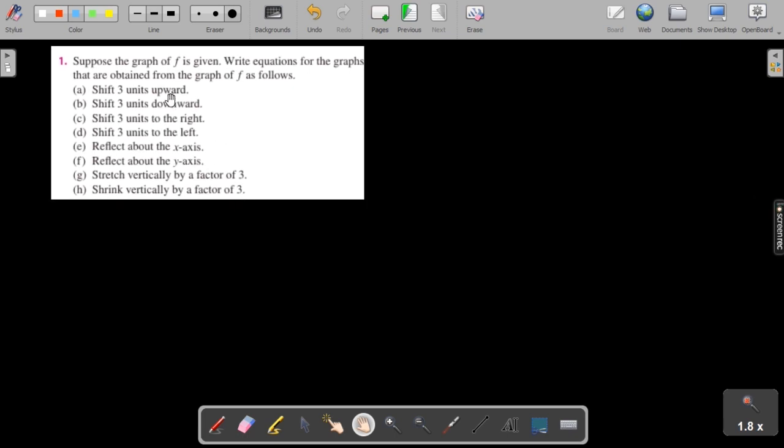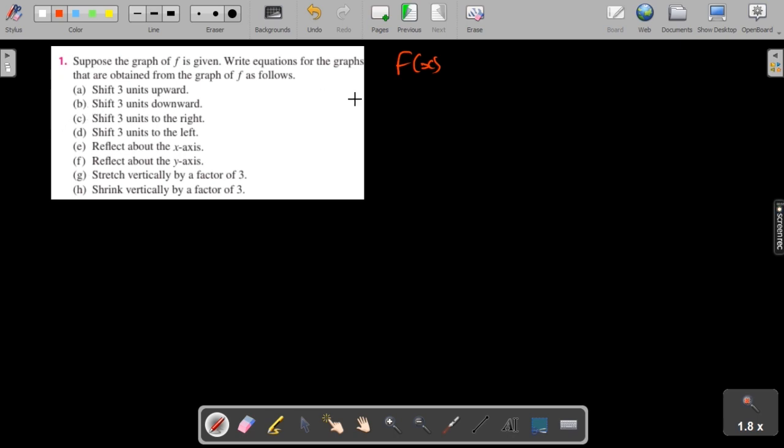So the question says, suppose the graph of f is given, write equations for the graphs that are obtained from the graph of f as follows. So we're applying each of these transformations to the graph of f. So let's just call it f of x. So this is our original function f of x. Now let's apply all of these things.